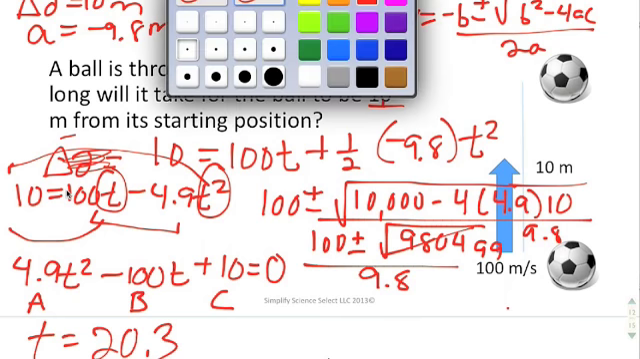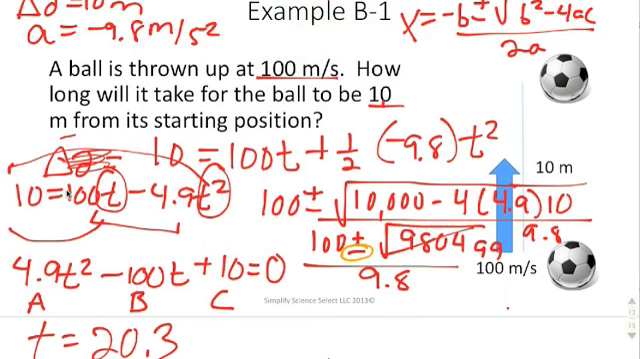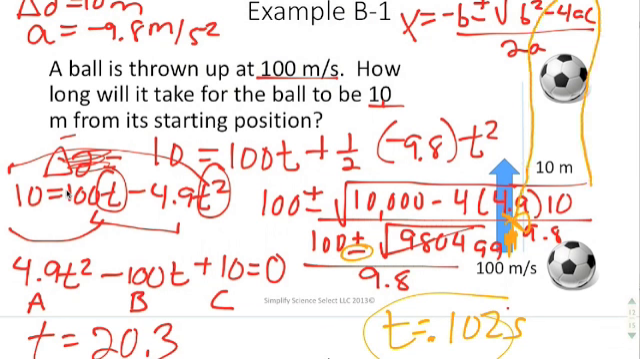But then we also have to take the minus value. So now we do 100 minus 99, which is 1, and we take that and divide by 9.8, and we get a value of 0.102 seconds. And does that make sense? We have one time that happens almost immediately. When you fire it up, it reaches 10 meters almost immediately. Then it goes all the way up, comes all the way back down, and just before it strikes the ground, it passes 10 meters again.